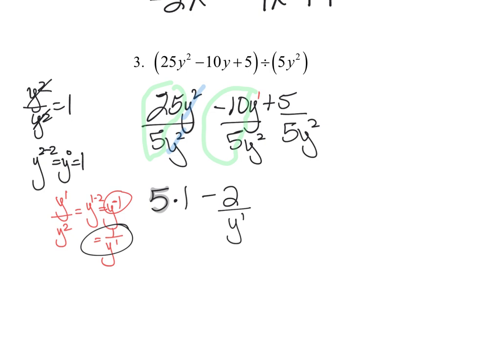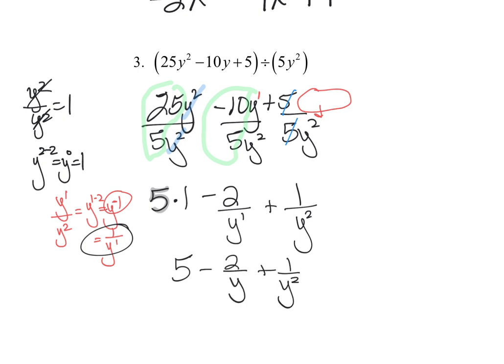All right, and the final term, if you see here, 5 divided by 5 divides out, makes 1. And there is no y value up here in this denominator to divide or subtract from this y squared, so it simply just stays in the denominator. Now, do I not put anything up there in the numerator? No, you got to put something up there, and that something is 1. You cannot leave an empty numerator. So let's clean this up. 5 minus 2 over y plus 1 over y squared.